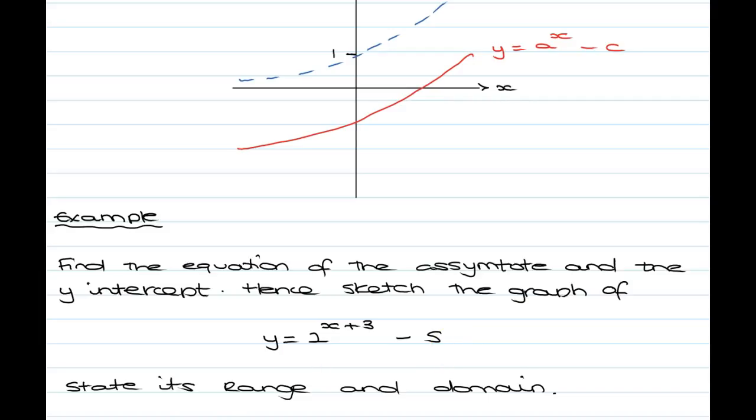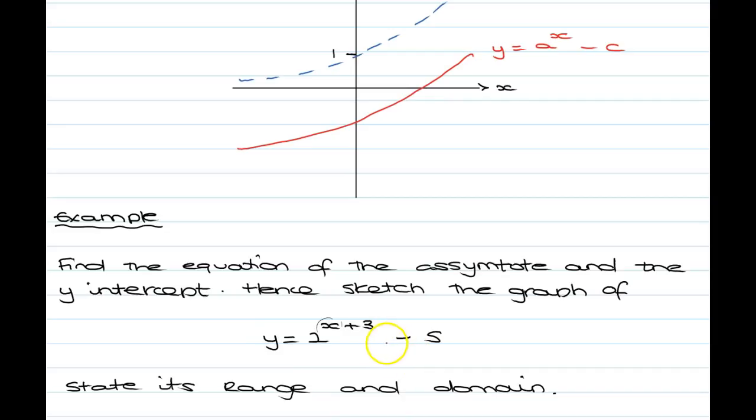Now when we find the y-intercept of any graph, we always substitute x equals 0 into the equation. So if I sub 0 in there, I get y equals 2 to the power 3, which is 8, take away 5, which is 3. So our y-intercept is going to be 3.